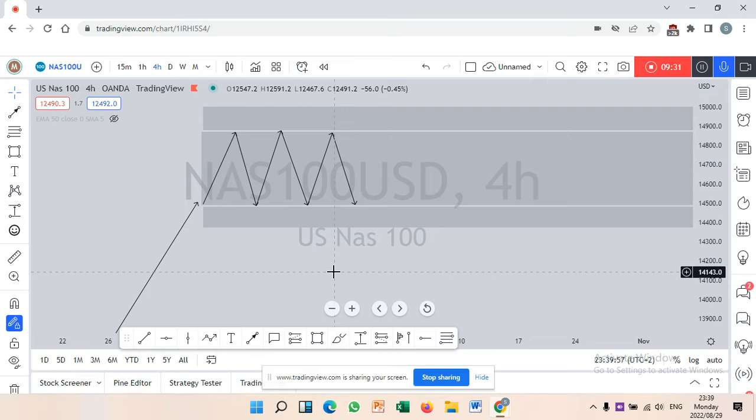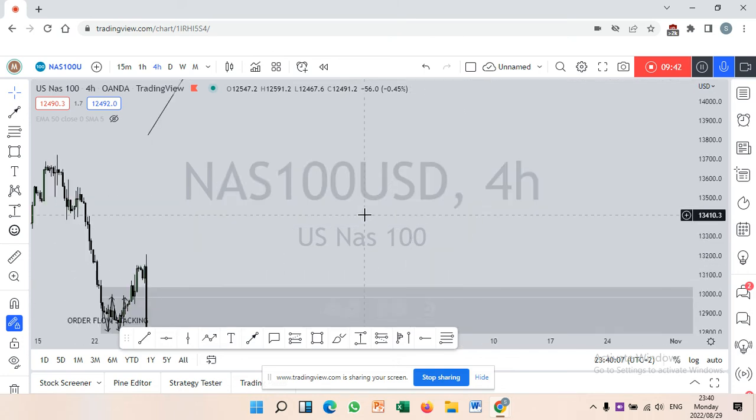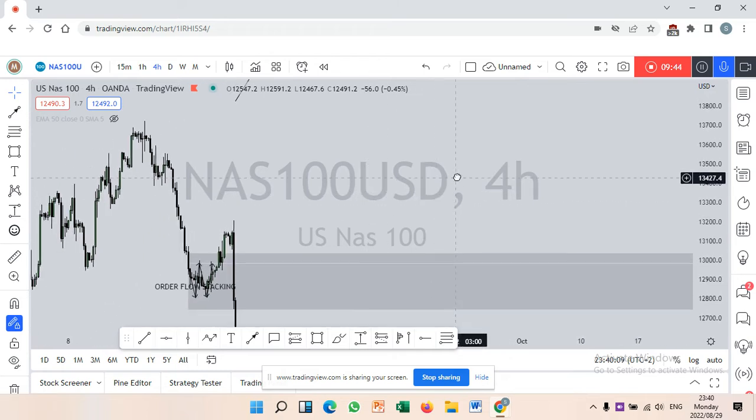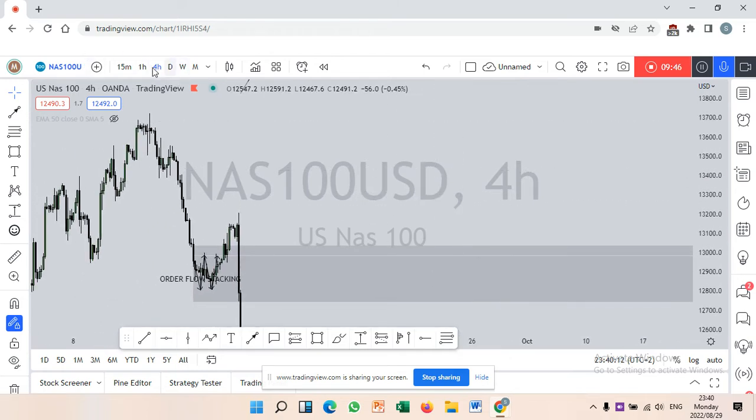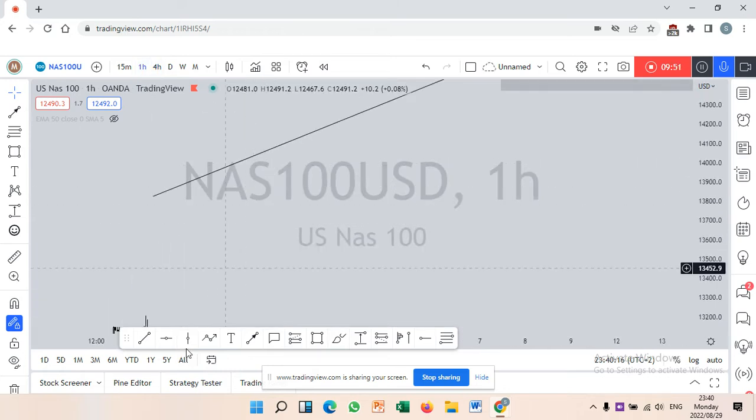Because there's the impulsive move and the corrective move, right? So we know we are already bullish. And then the second thing we can notice is how exactly we usually notice. Okay, let me just explain the process first.